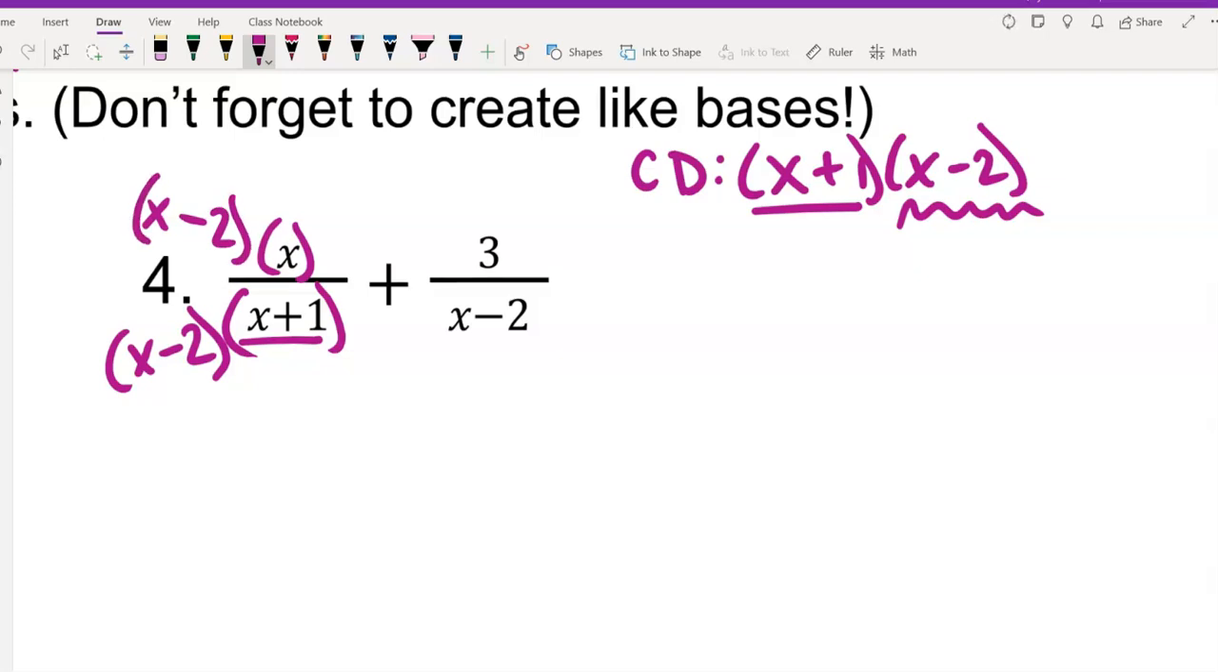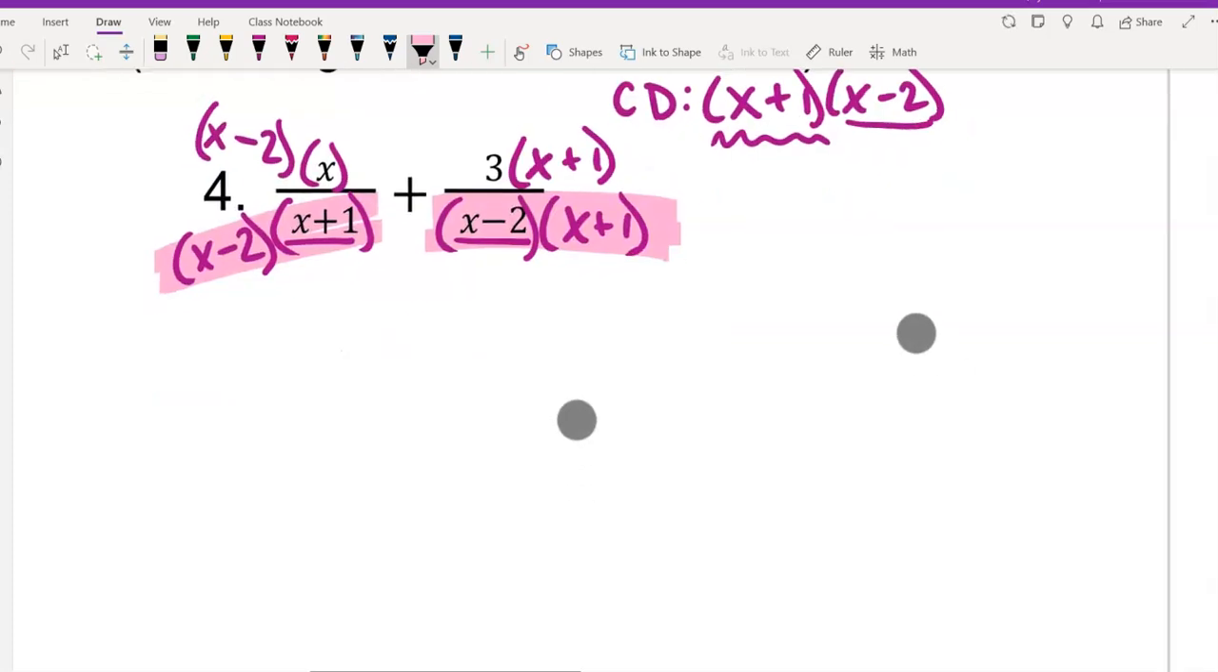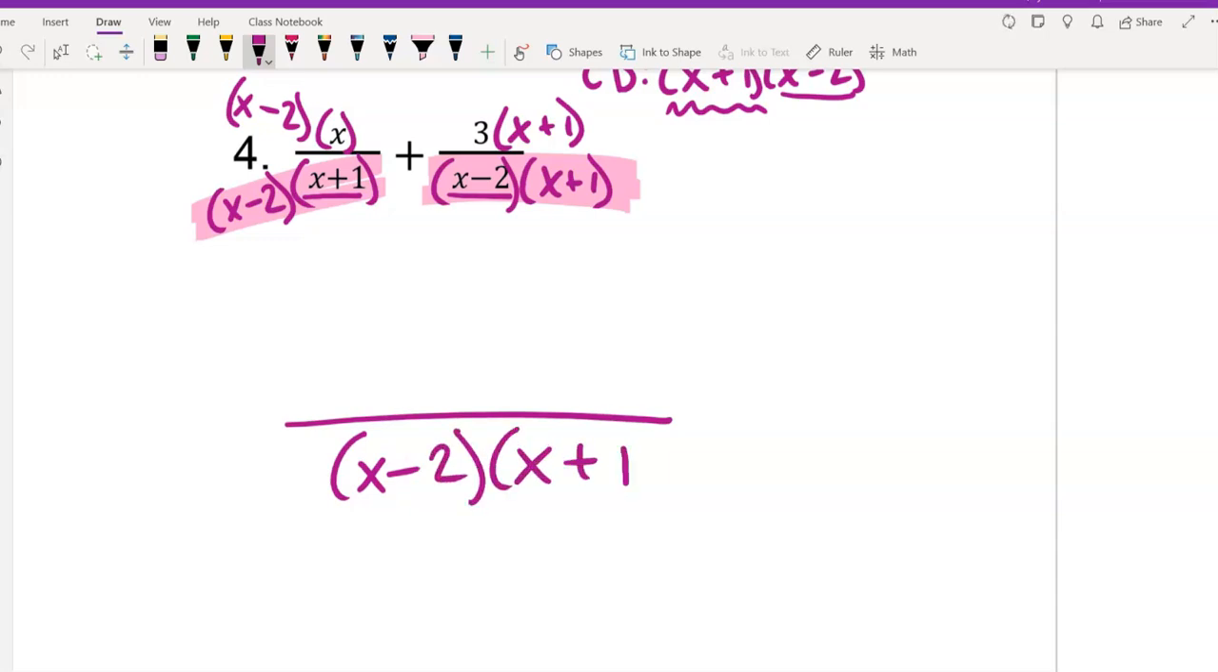Okay, now on the right, we have x minus 2, and we need x plus 1. So we're going to multiply it by x plus 1. Whatever you do to the bottom, you have to do to the top. Now, I know this looks crazy, but look, our denominator on the left, x minus 2, x plus 1. Our denominator on the right, x minus 2, x plus 1. They match, so we can go ahead and put a big fraction with our common denominator, x minus 2, x plus 1.